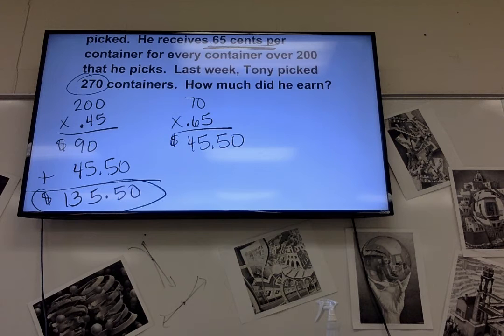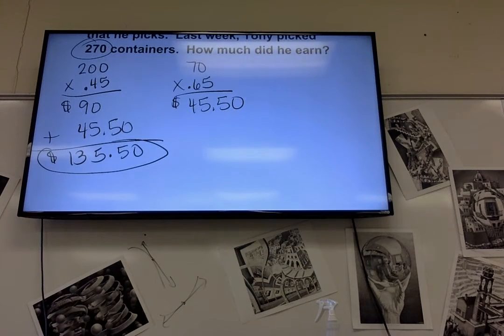So it's $135.50. That's not bad for a day's worth of work, although that would be really hot work. Well, I think it would be to me. I prefer air conditioning.